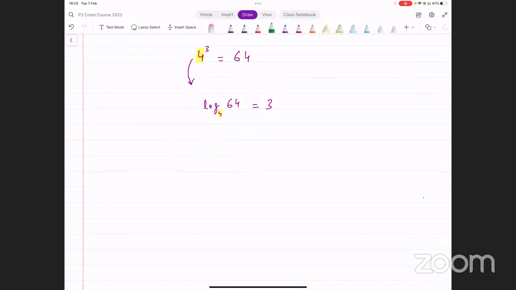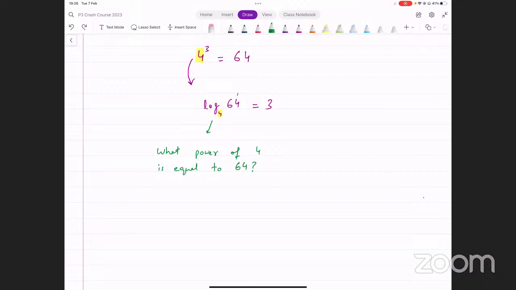So what exactly does this form mean? The left-hand side that you've got here basically means what power of this number, that's 4, is equal to 64. That's what this notation means. So you've got 2 numbers with logs.